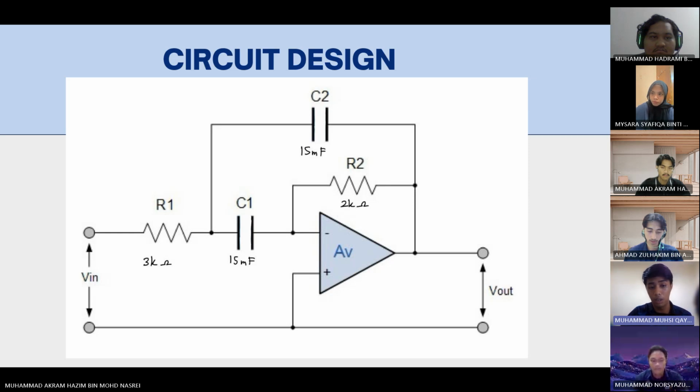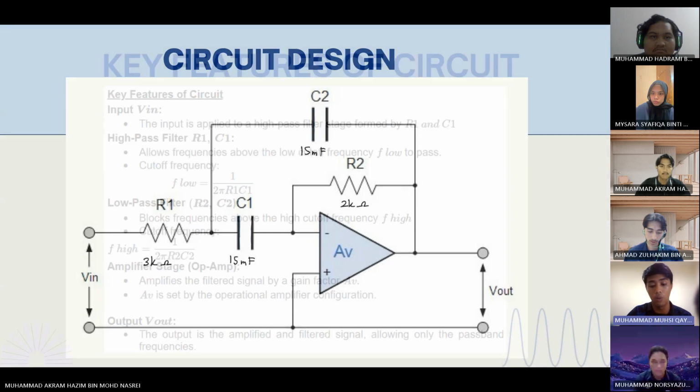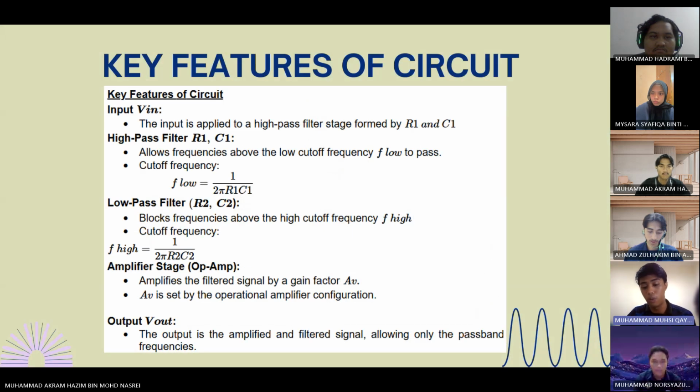The third one is the operational amplifier. This component serves two main functions. It amplifies the filtered signal, ensuring its amplitude is sufficient for further processing. The next one, it works with the feedback network low pass filter to maintain the circuit as a band pass filter.